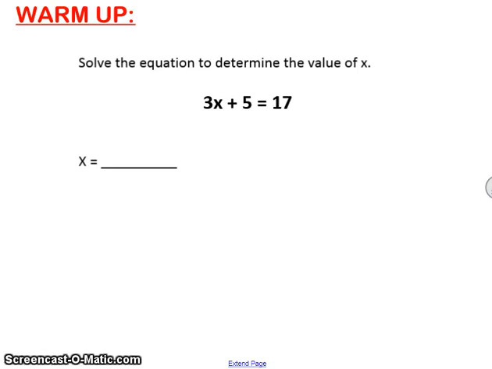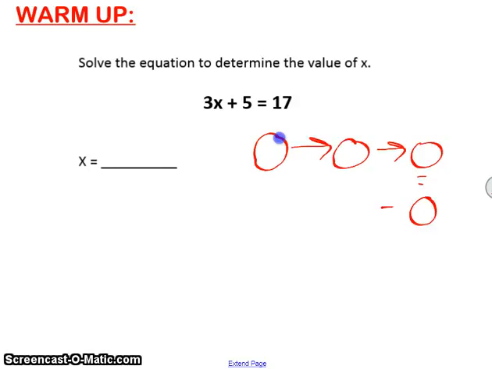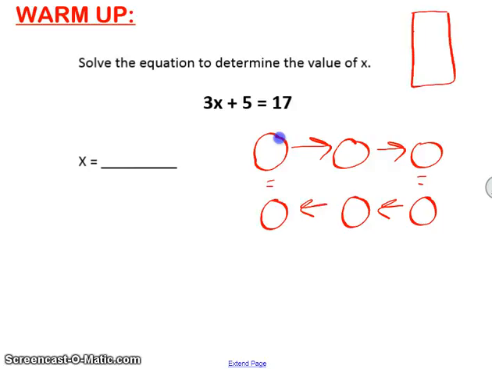Today your warm-up says solve the equation to determine the value of x. So if 3x plus 5 is equal to 17, there's two ways that I can do this. I can use my flowchart, or I can use those do and undo boxes, or I could just solve the equation just like it is. So you choose, but go ahead and pause your video so that you can do your warm-up.